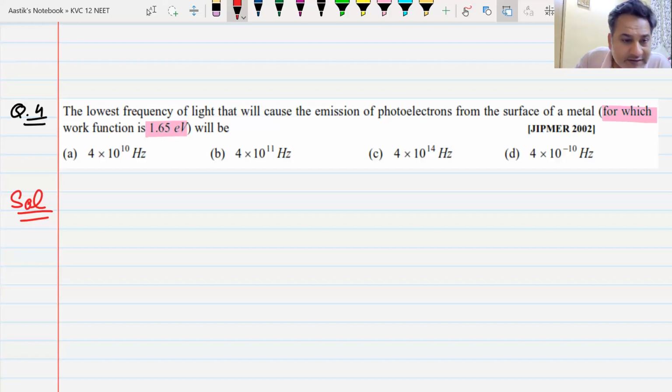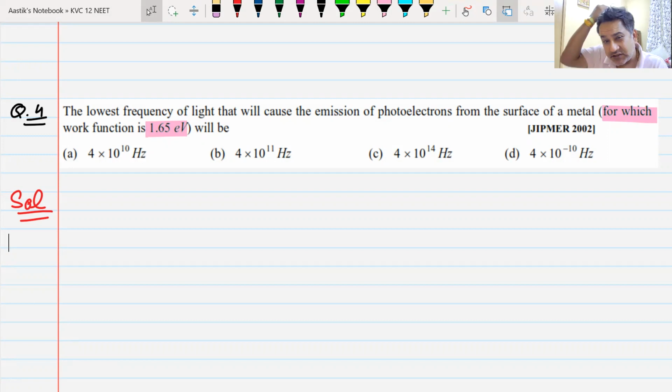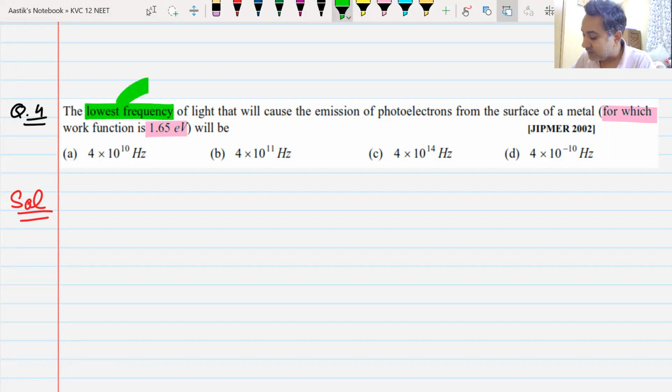What is the lowest frequency? Basically, they want to ask the threshold frequency. When they ask the lowest frequency, that is the threshold frequency. When they ask the largest wavelength, that is your threshold wavelength. So you can just note it down as a point. Lowest frequency, that means they are asking you the value of f naught.